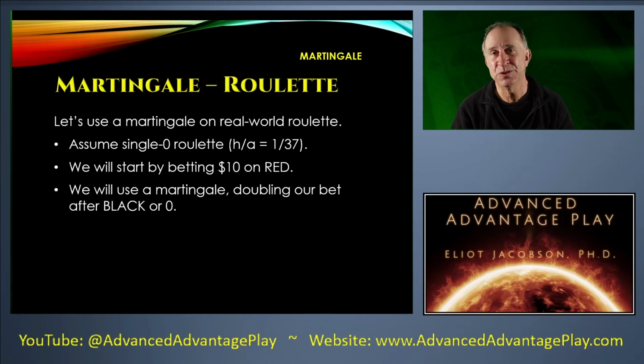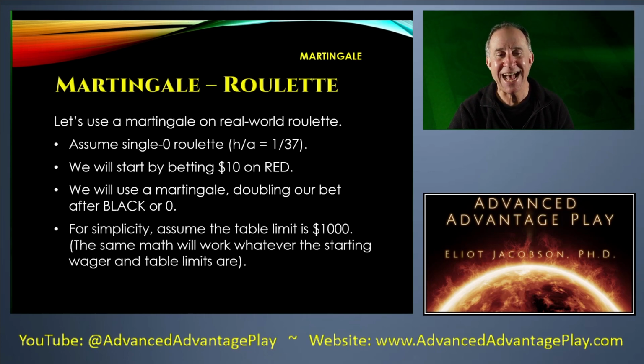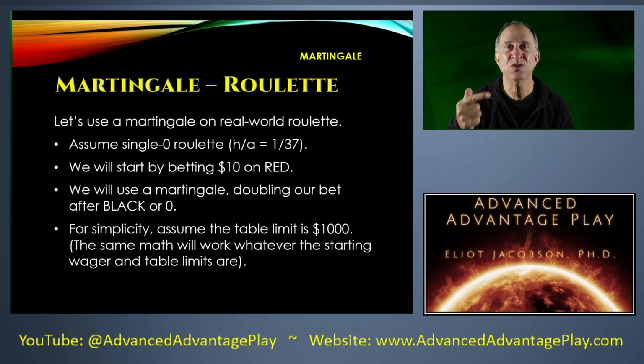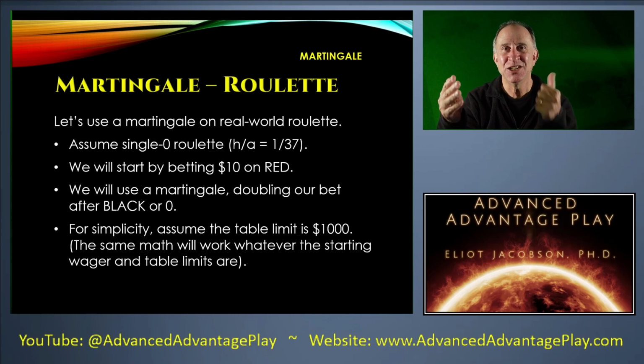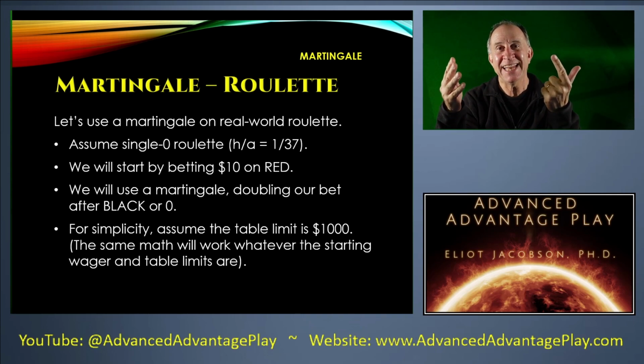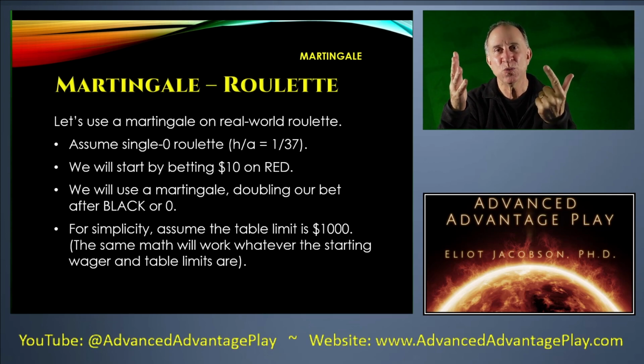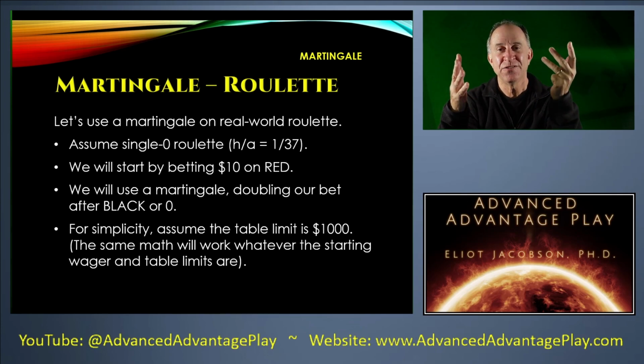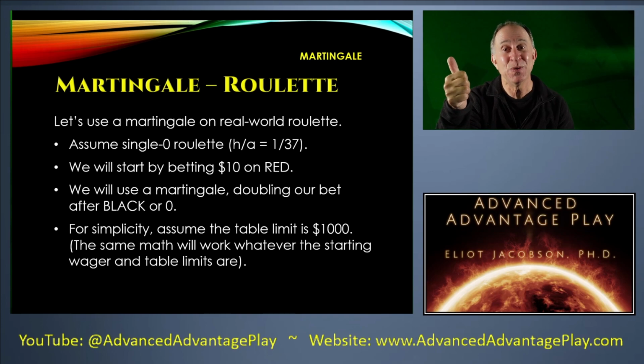And we will use that martingale. What's going to happen is that because we have this table limit of $1,000, these doubles can't go on forever. Well, count them with me: 10, 20, 40, 80, 160, 320, 640. And it's the next wager we make that's going to take us over $1,000, 1,280.